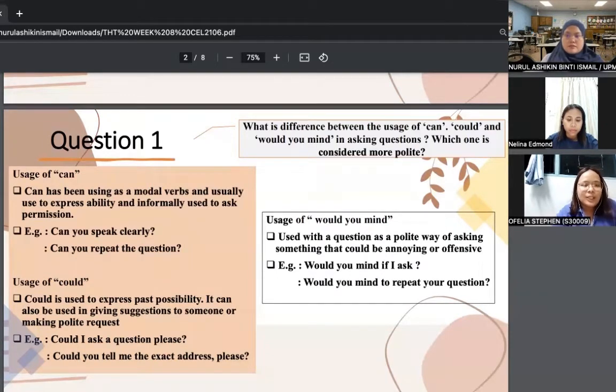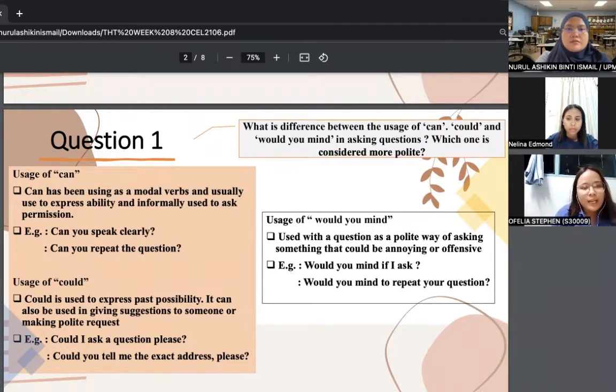Next is uses of could. Could is used to express possibility, and it can also be used in giving suggestions to someone or making a more polite request. For example, could I ask a question, please? And could you tell me the exact address, please?